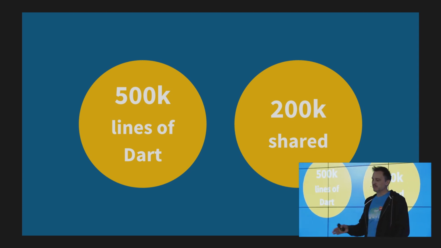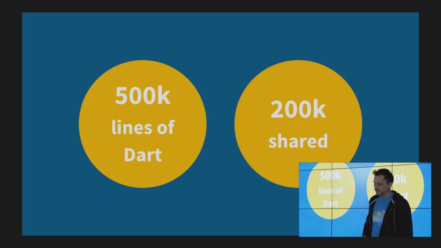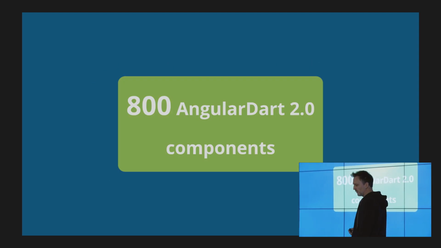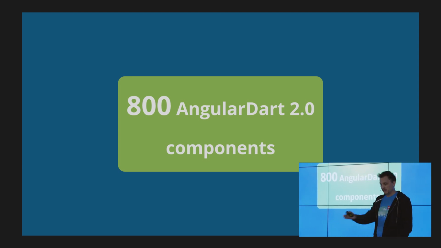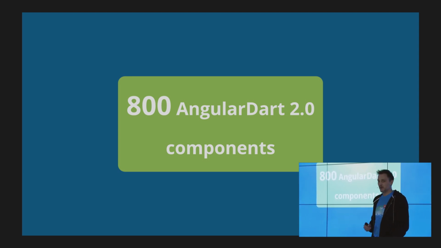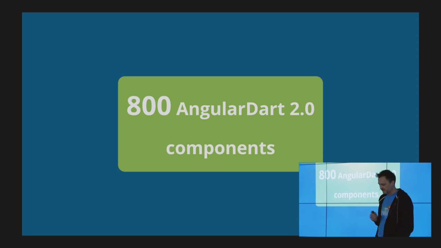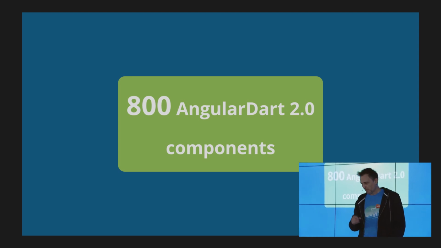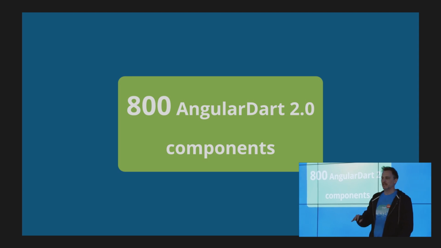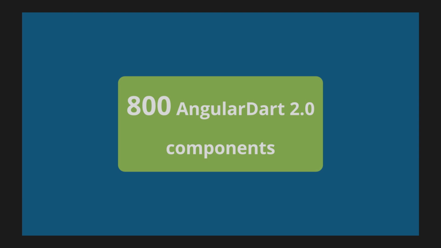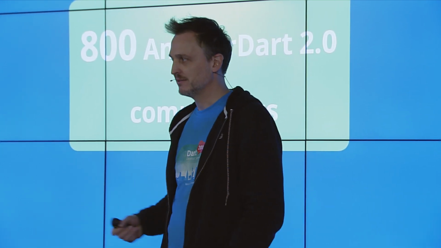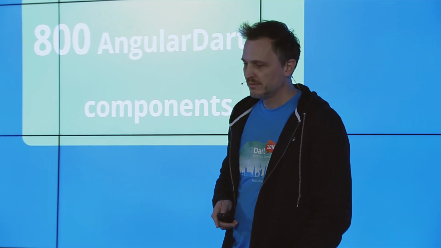What else? All the code is strong mode clean. We have 800 Angular Dart 2.0 components. Angular Dart 2.0 launched yesterday, so no, we did not write all of that in 24 hours. We've been in production, serving, again, live mission-critical production traffic for 6 months with Angular Dart 2.0. So when we launched it, we've already dog-fooded it ourselves quite a bit.